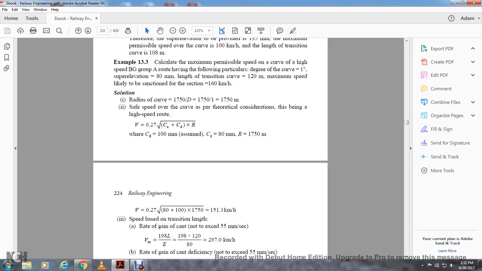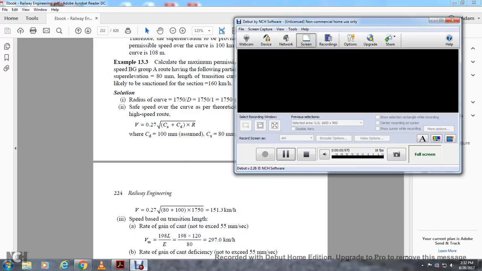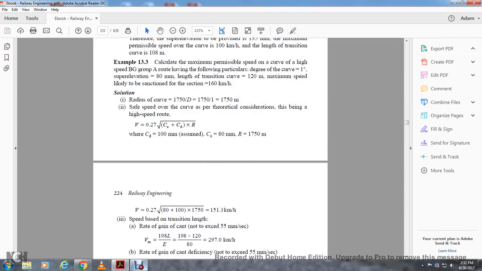Alright, example 13.3. Calculate the maximum permissible speed for the curve of the broad gauge group with the following particulars. The degree of the curve is 1 degree, super elevation 80 millimeters, length of the transition curve 120 meters, maximum sanctioned speed 160 kilometers an hour. The radius of the curve is 1750 divided by D, which is 1750 divided by 1, so 1750 meters.